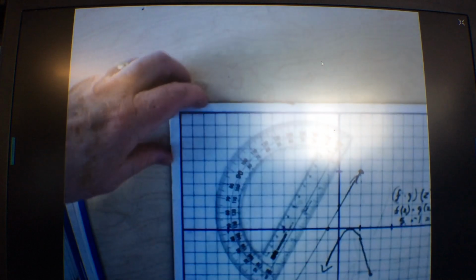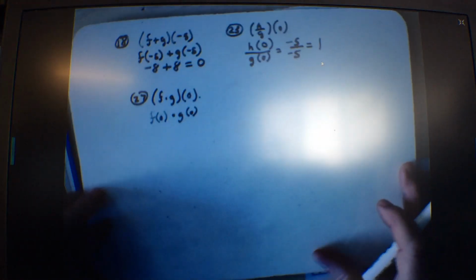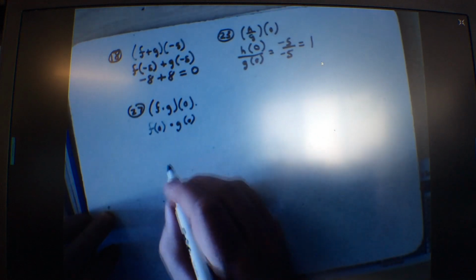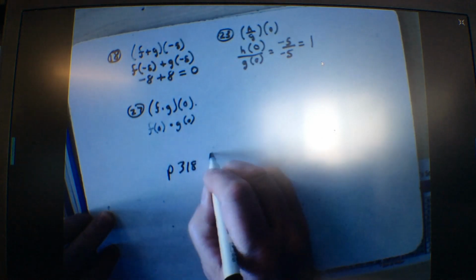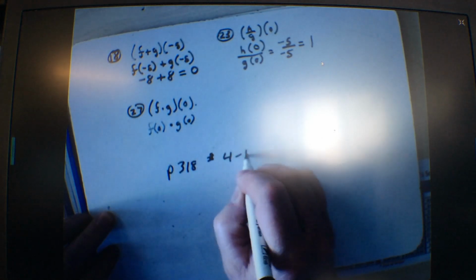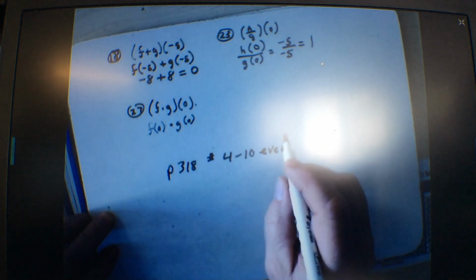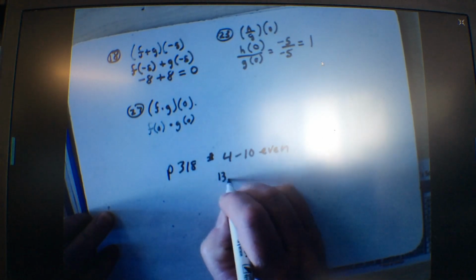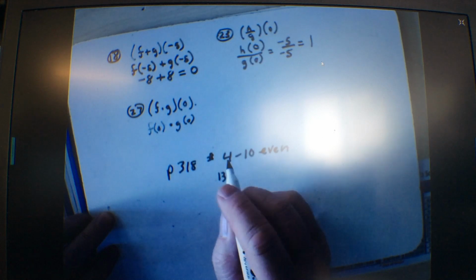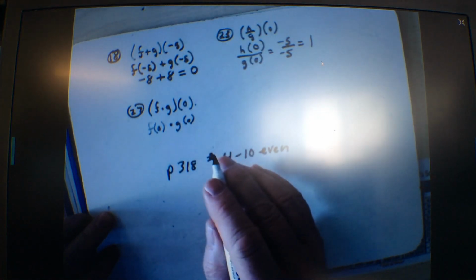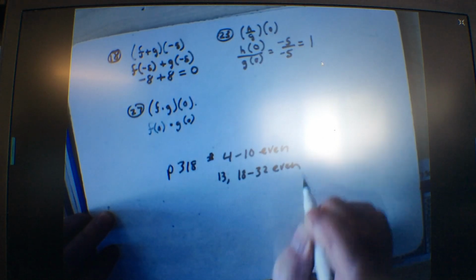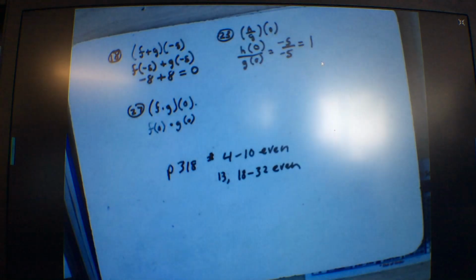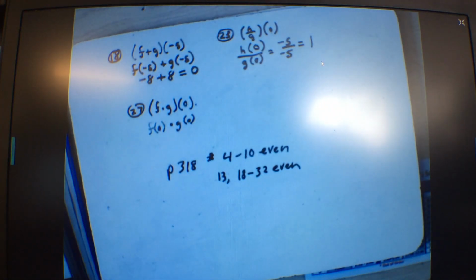Alright, so your assignment, and Josie, would you put it up on the board, is page 318, numbers 4 through 10 even. Only do the evens. Number 13 is a story problem, but you just add them together and subtract them, I think, and then 18 through 32 even. And it is due, I think, Monday.